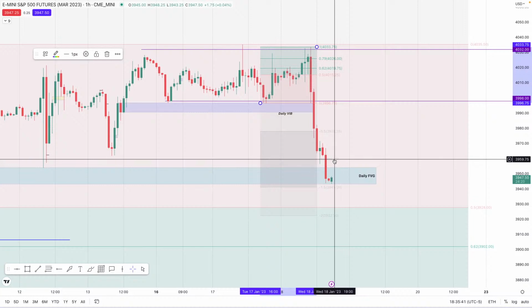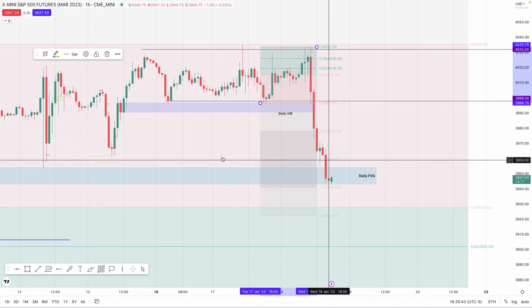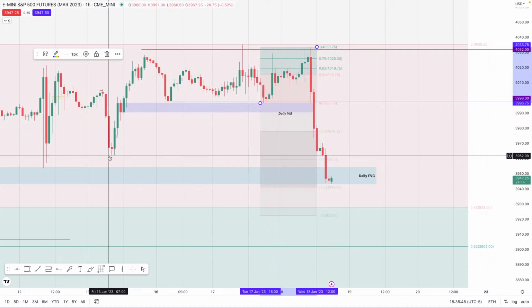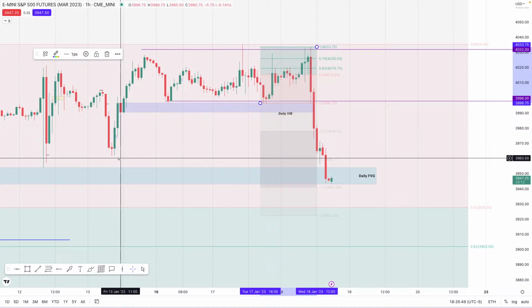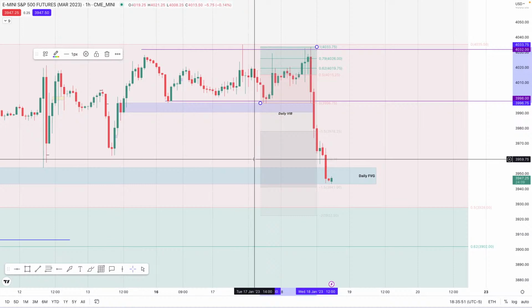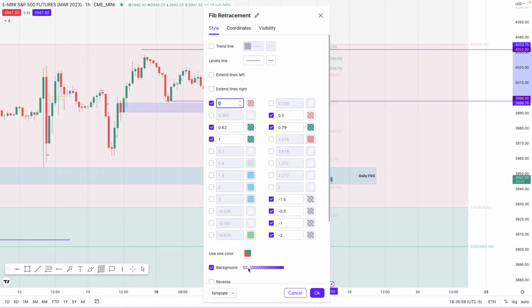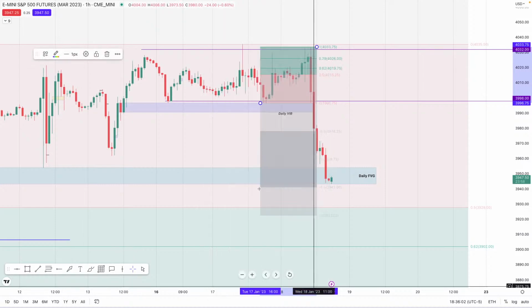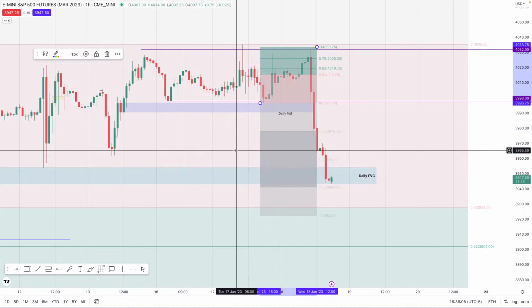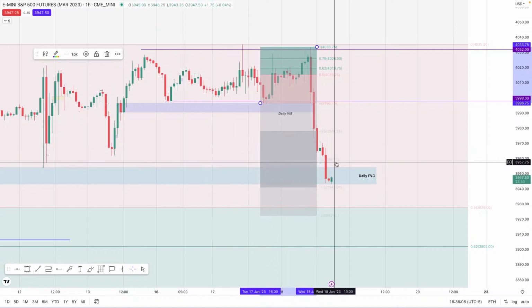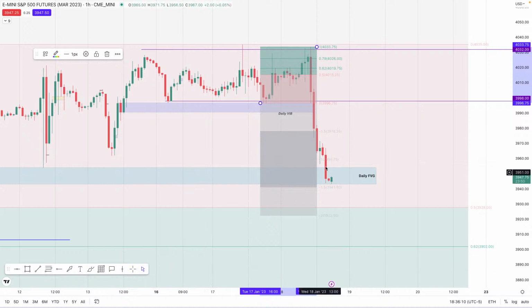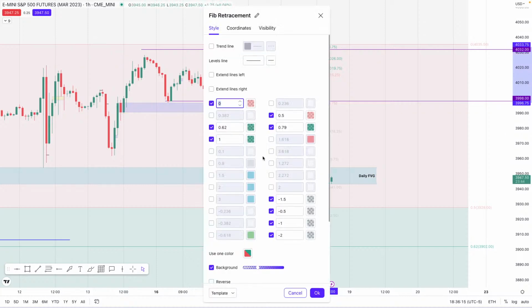My target was this 39.59.75 because it was below these equal lows, and I figured that it would displace through and catch this 1 fib projection. Let me see if I can darken it up a little bit. It's kind of hard to see the numbering right there, but here they are. This is my fib projection settings.